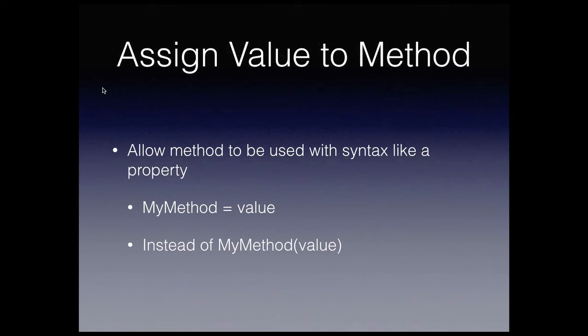So the first neat thing you can do is this concept of assigning a value to a method. So this allows you to create a method that you can use with syntax that is like a property. So you can see here, you could write my method equals value instead of writing my method and then value in parentheses. Now this is simply a syntactical change. It doesn't affect how anything runs under the hood or anything like that. It's a different way to specify your method parameter and then a different way to write your code.